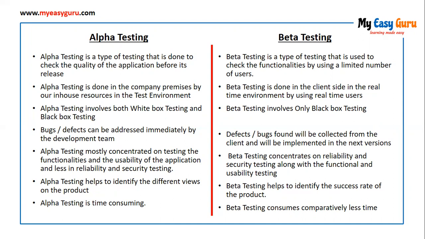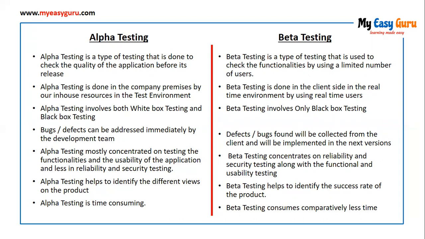Bugs and defects can be addressed immediately by the development team in alpha testing. Defects and bugs found will be collected from the client and will be implemented in the next versions in beta testing. Alpha testing mostly concentrates on testing the functionalities and the usability of the application and less on reliability and security testing, while beta testing concentrates on reliability and security testing along with functional and usability testing.